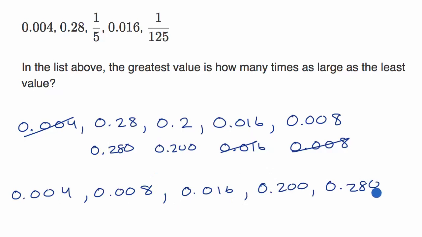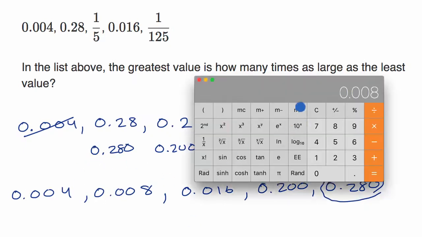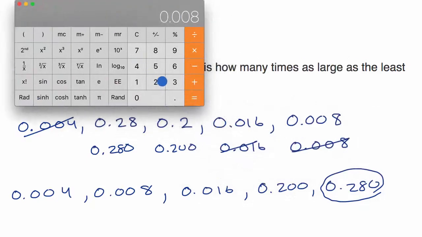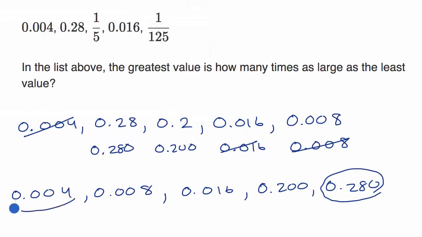So we want to figure out how many times as large, or how many times larger, is 280 thousandths than 4 thousandths. And you might be able to do that in your head and say, oh, well, 280 divided by 4 is going to be 70. Or you can go back to a calculator and figure it out. You could do 280 divided by 4, or you could just type in these numbers exactly as they are. 0.280 divided by 0.004 is going to be 70. So this is 70 times larger than the smallest value. And we're done.